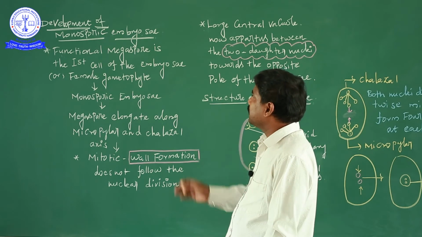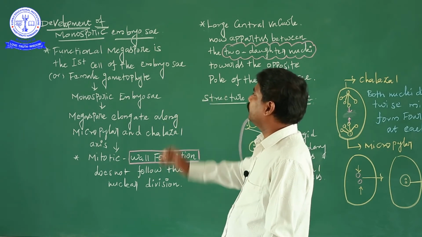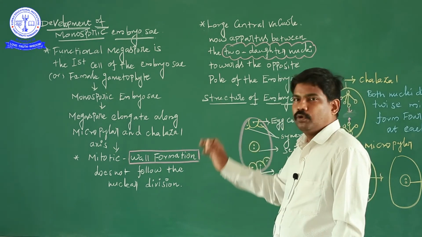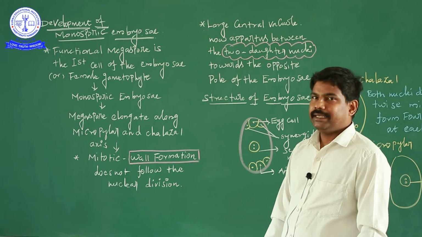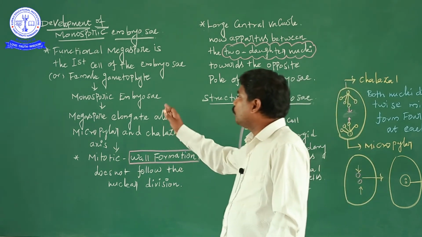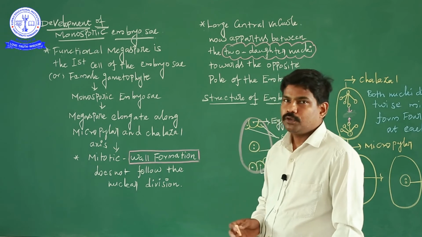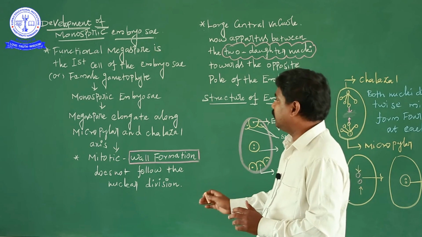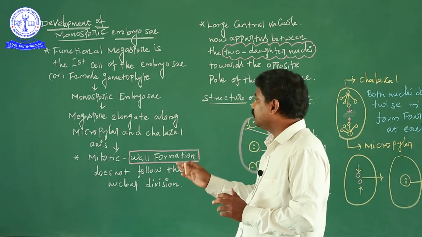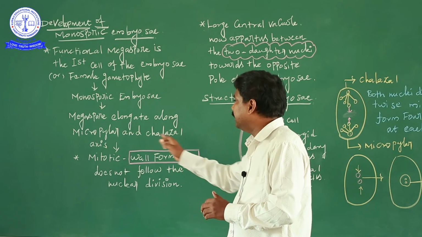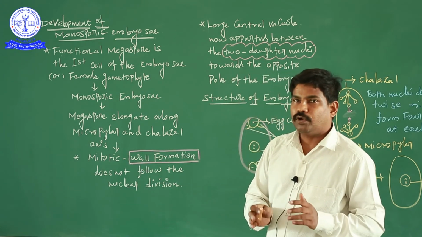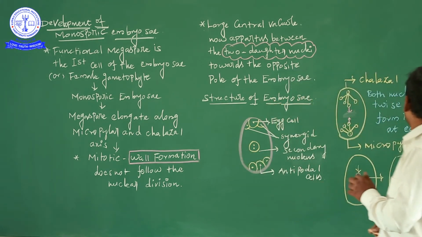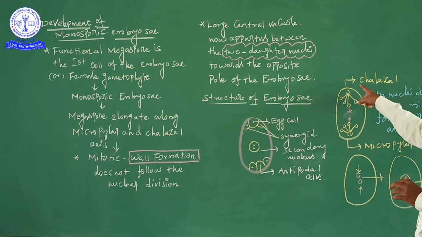First of all, the functional megaspore is the first cell of the embryo sac, the female gametophyte. Now, the monosporic embryo sac: how does it form? The megaspore elongates along the micropylar and chalazal axis, forming the micropylar end and the chalazal end.